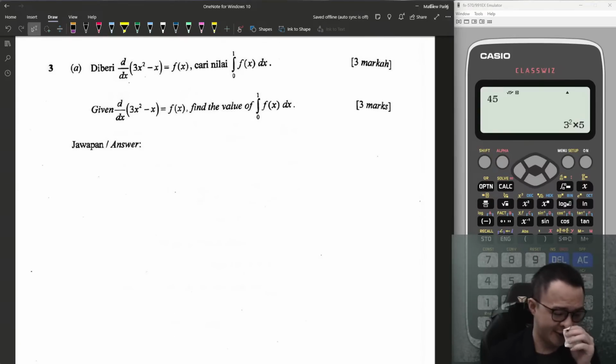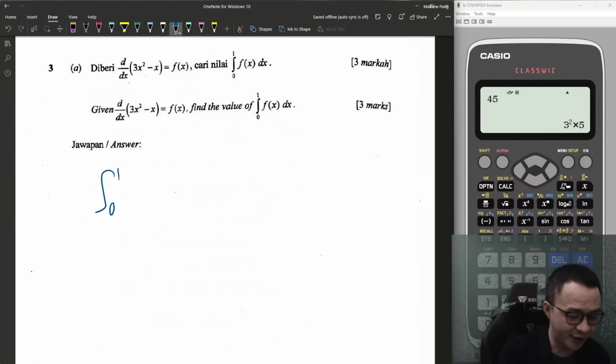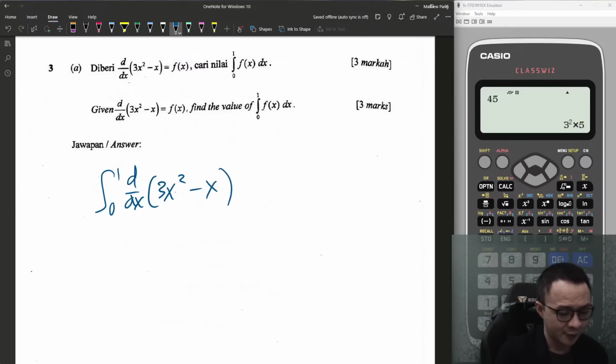Alright, simple integration, I guess. Okay, I want to integrate from 0 to 1 f x. I will insert my f x, which is d dx of 3x squared minus x. Alright, so I say many times, when integration meets d dx, we can simplify, right? Because this is y, I differentiate. Then I get dy dx, right?